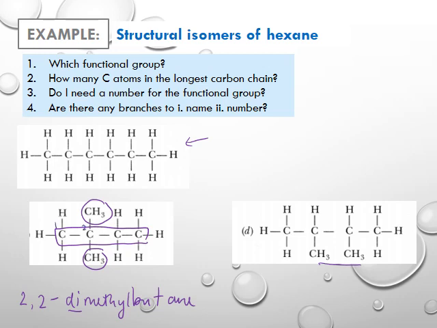Whereas this one, same idea, functional group ane, longest carbon chain, butane, number of methyls 2, so dimethyl. What are the numbers? 2 and 3. Okay, and notice I could have numbered from either end, so I could have had 1, 2, 3, 4. It would have been exactly the same. It's always going to be 2,3, whichever way I count that one. So that's the structural isomers of hexane.